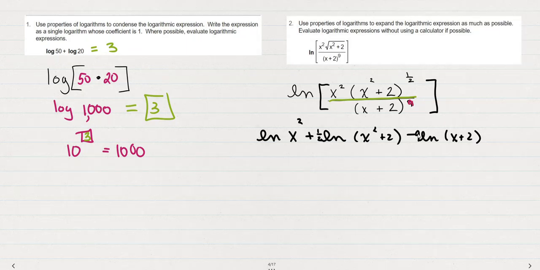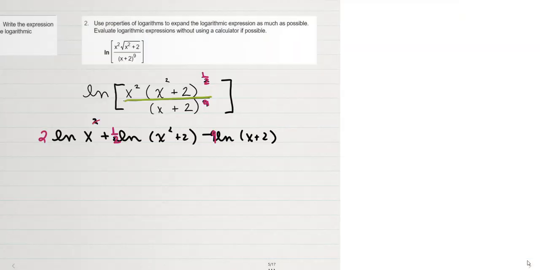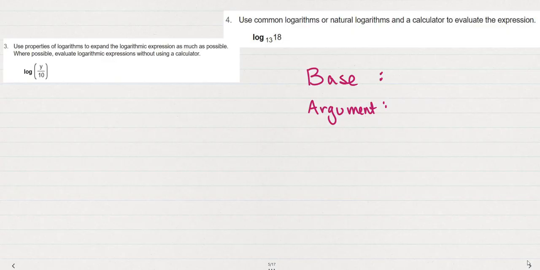So do you notice these exponents all become coefficients? And then, oh, I missed this one, didn't I? This 2 should come down in front. So we'd have 2 natural log of x plus 1/2 natural log of the quantity x squared plus 2 minus 9 times the natural log of x plus 2. If you want to really be sure that you've got this, then you'll try those examples from a blank page.